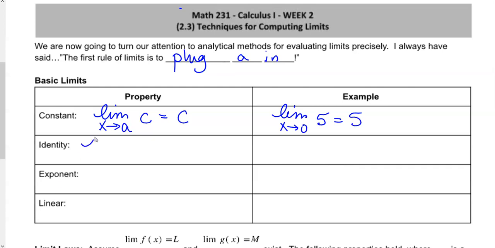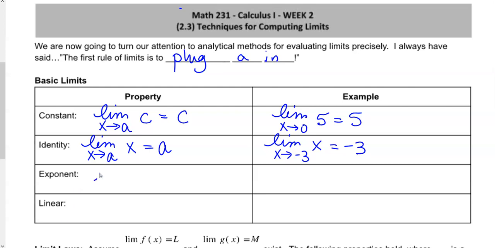The next one is our identity property. If I'm approaching a for x of x, that was our identity function, y equals x, then I plug that a value in for x, and I kick out an a. So for example, the limit as x approaches negative 3 of x: I plug that in, and the value I get is negative 3.